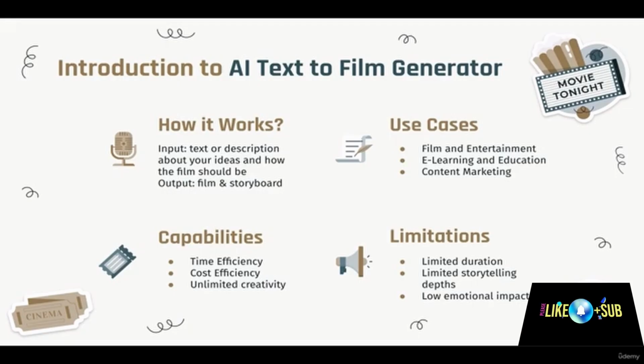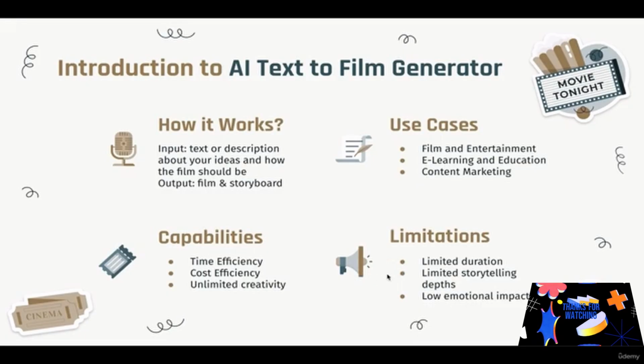The first one here is limited duration. So AI text-to-film generators may struggle to effectively convey complex narratives within limited durations. Due to time constraints, they might oversimplify or omit crucial plot points, resulting in narrative that lack depth and development, right? So you cannot expect to create like an hour or 2 hours long film. That's just not possible, right?